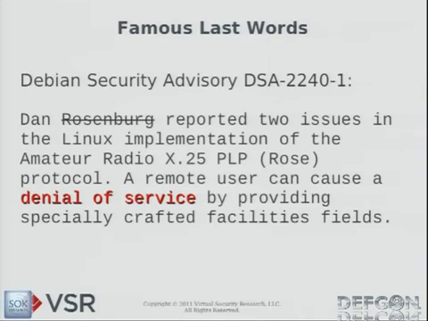So this is the advisory that Debian put out for the vulnerability that I'm going to be exploiting. Dan Rosenberg, first they spelled my name wrong. They spelled it right in actually 5 other issues in the same advisory, got it wrong in this one, which is some sort of sign.